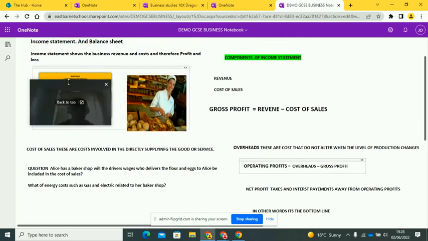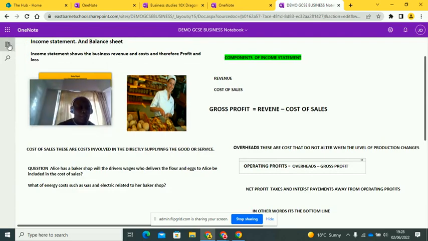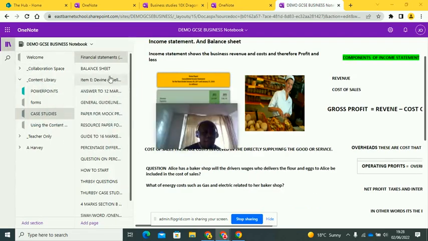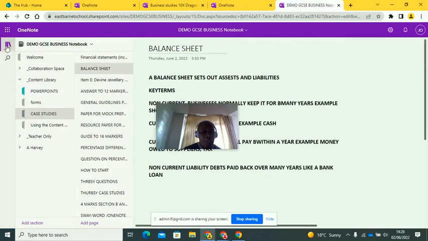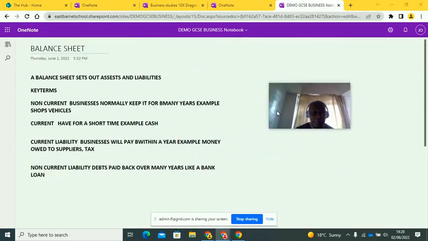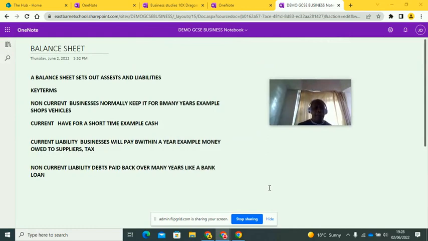Now we're going to quickly go on to what the balance sheet is. Remember, we're talking about financial statements: the income statement and the balance sheet. So let's carry on with this very quickly. The balance sheet, again, is not hard to understand. The balance sheet just shows the assets and liabilities.